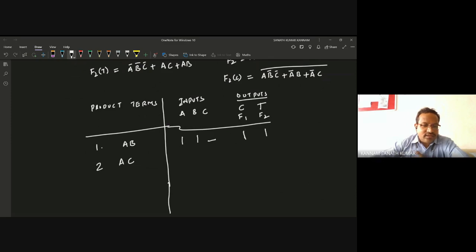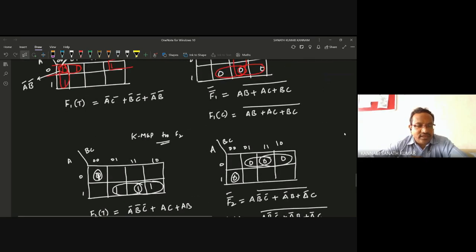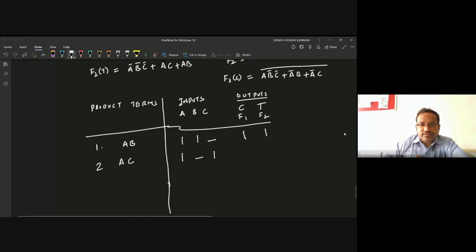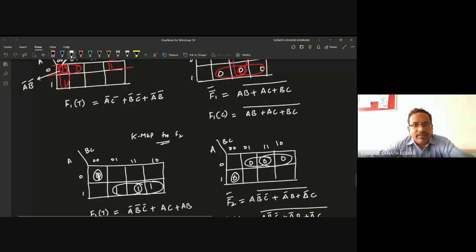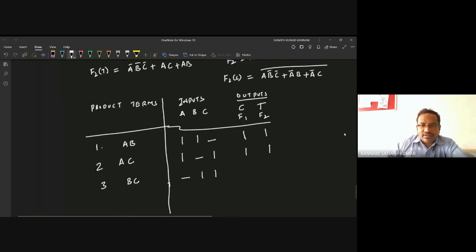And next AC. AC means 1 don't care 1, 1 dash 1. Okay. So AC is there in the complemented form of F1 and the true form of F2, I think so. So yeah, this you can take 1 1. And third one, BC. BC means dash 1 1. Okay. So BC is there in the complemented form of F1 and in F2 BC is not there. So complemented form of F1 and this is don't care.